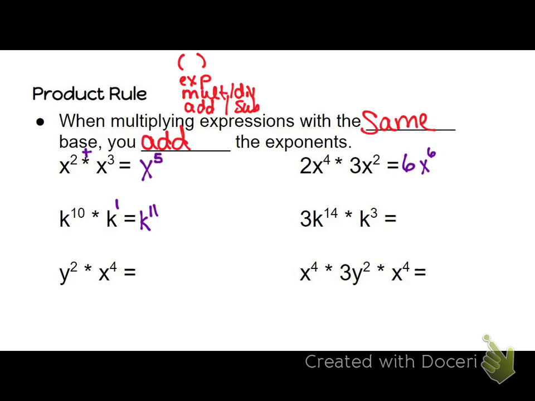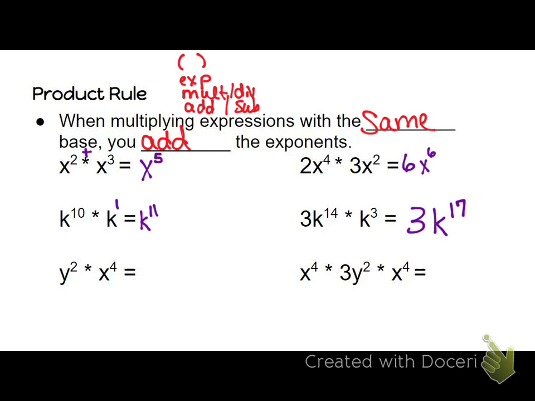What's that going to be? 3k to the 17th. Good. Are my bases the same? No. If my bases are not the same, I cannot multiply the exponents together, okay?